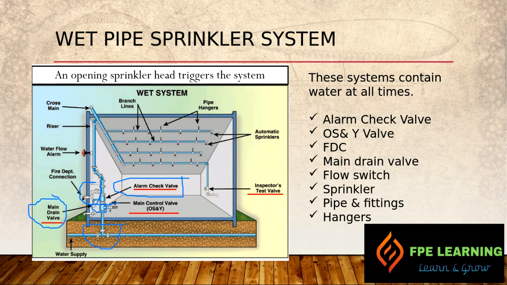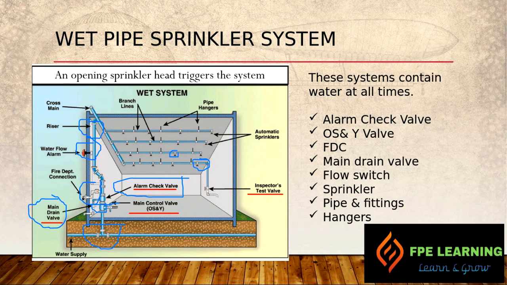Here we have a water flow alarm. When water flows, there will be an alarm from the mechanical alarm system. Then we have a riser, right? And all the way, this is our cross mains and then the branch line. Here are our sprinklers, right? These are all the sprinklers installed. It's a pendant sprinkler here.